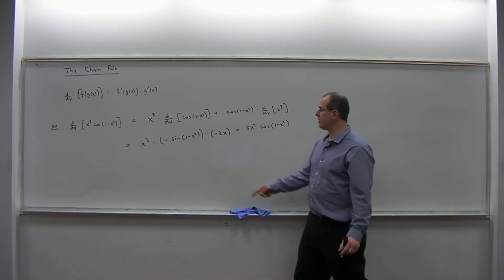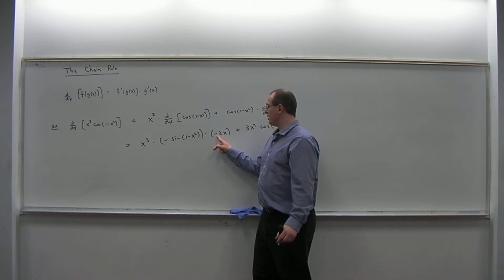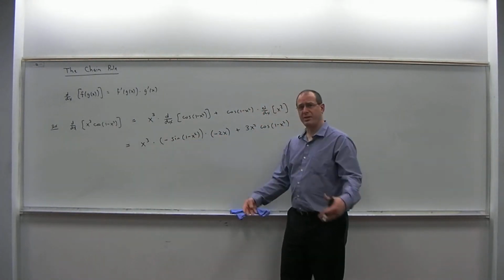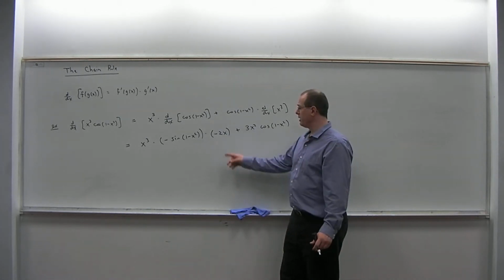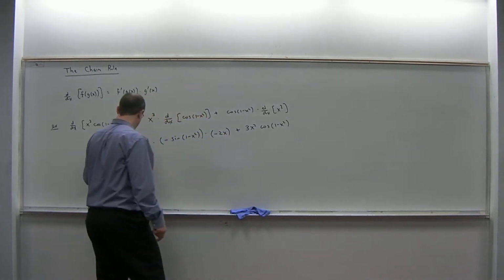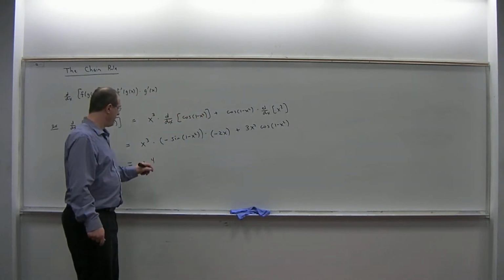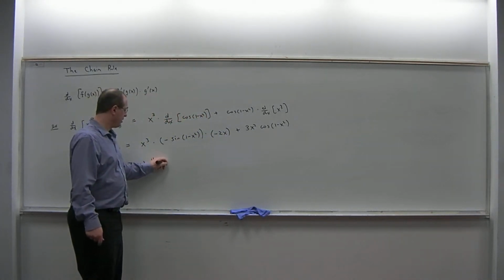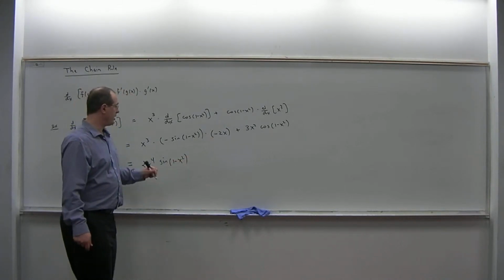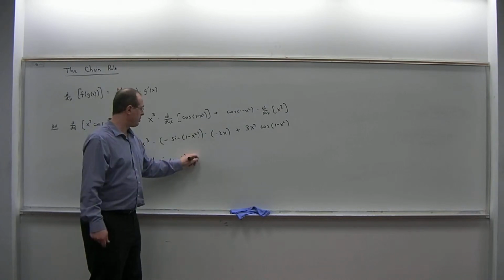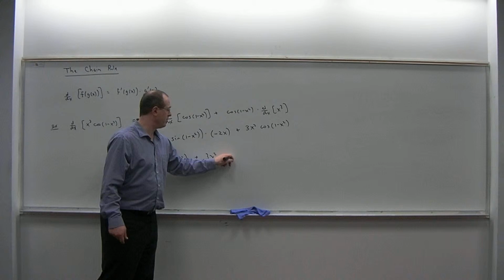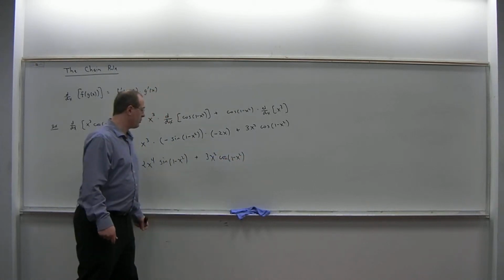And we can clean this answer up a little bit. There's a double negative, they're multiplied together, that's positive. And then we have 2x times x cubed, which gives us 2x to the fourth, and then sine of 1 minus x squared. So that's a little nicer than this. And then plus, just copy the other one, 3x squared cosine of 1 minus x squared.